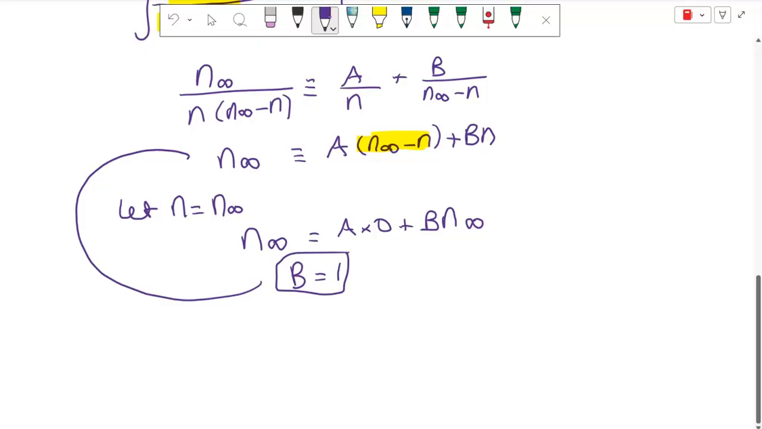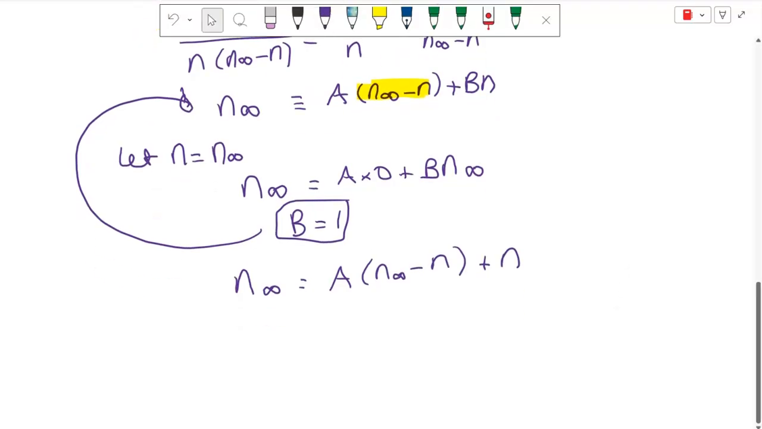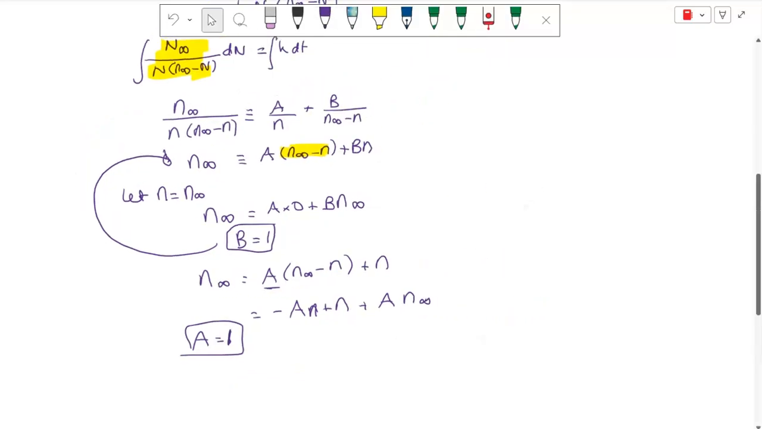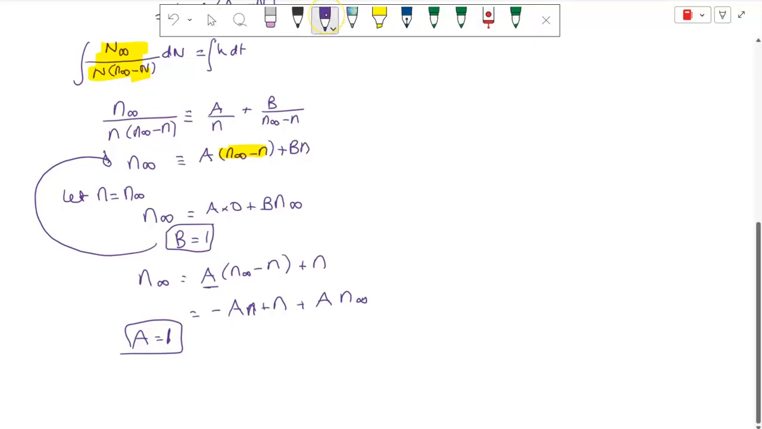So that's good. And now I'm going to do the last bit by substitution. I'm going to put this back in here. N infinity is equal to A times N infinity minus N plus N, and you can see that in order to have, we've got negative AN plus N plus A N infinity, we must have A is equal to 1 as well. Right, so now we're good to rewrite that fraction, and I'm going to write that straight into the integral.